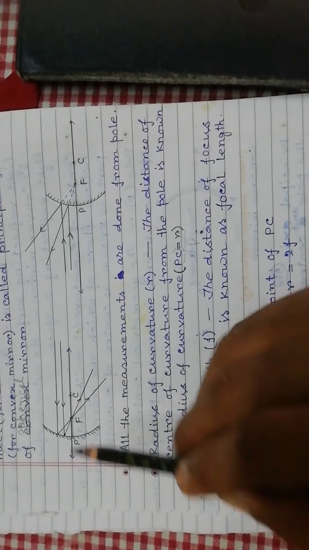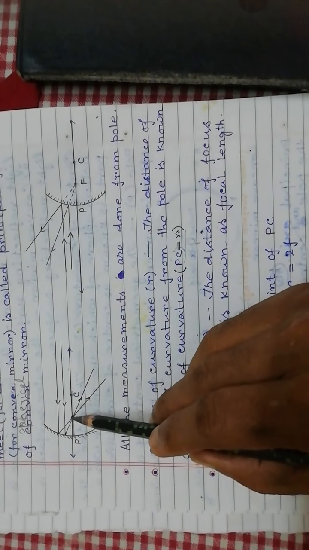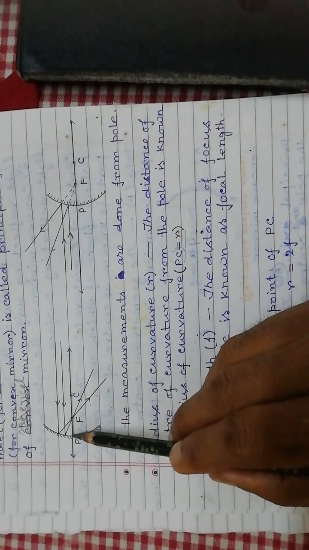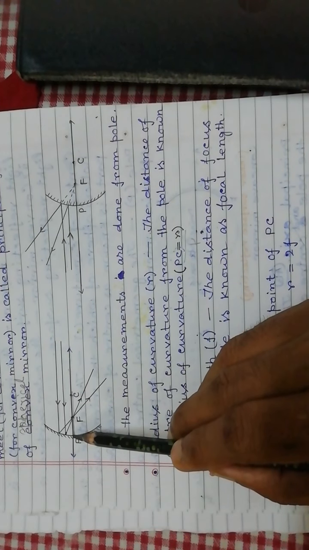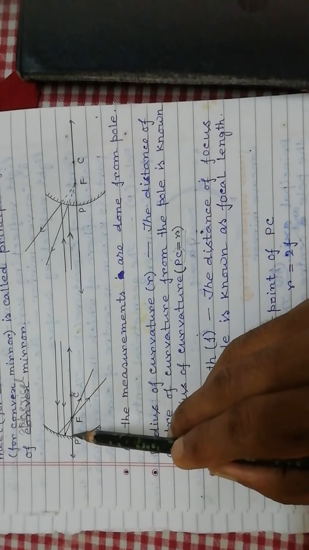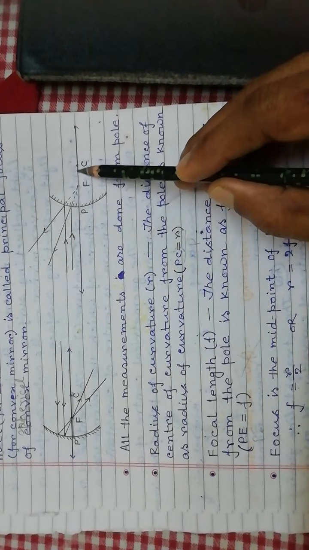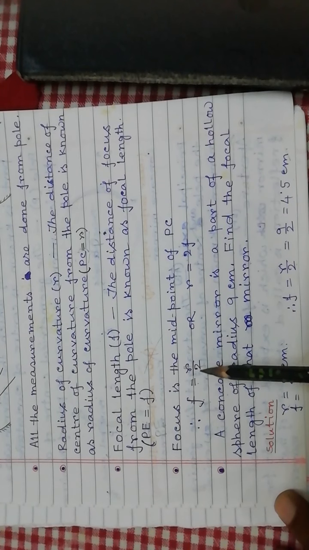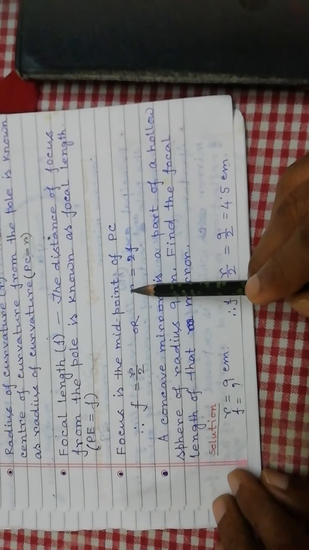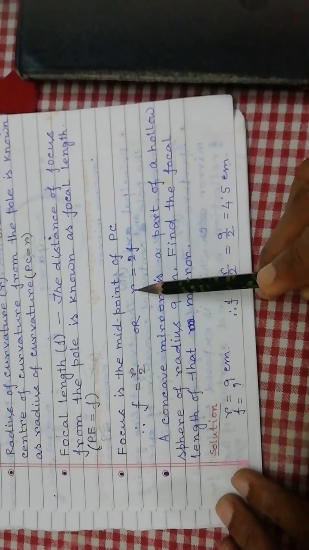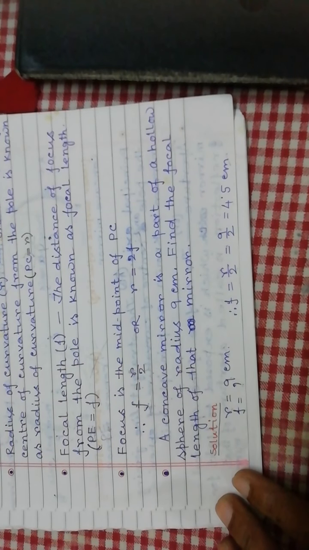Now there is a relation between the focal length and the radius of curvature. From the figure we see that the focus is the midpoint of PC. That means the focal length is half of the radius of curvature. So this is the relation. Focal length is equal to half of the radius of curvature, and if you cross multiply, then radius of curvature equals 2 into focal length, so R equals 2F. This is the relation between focal length and radius of curvature.